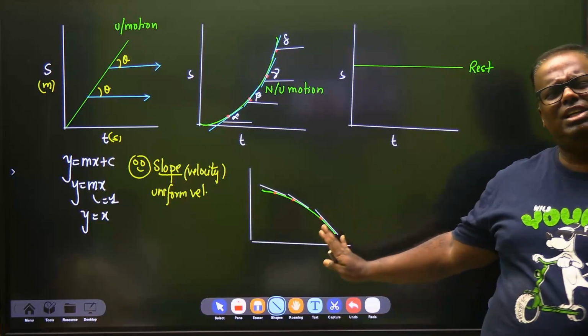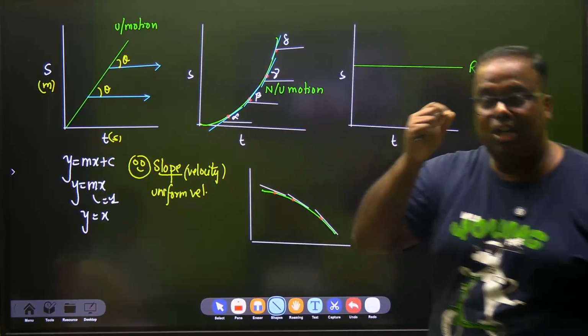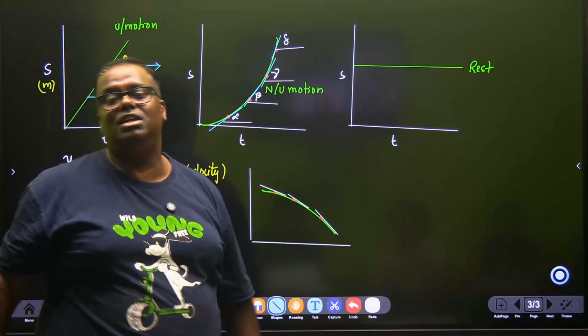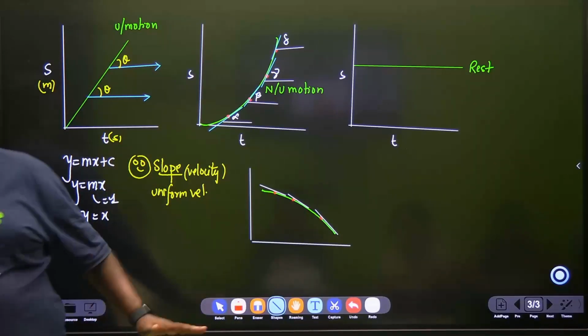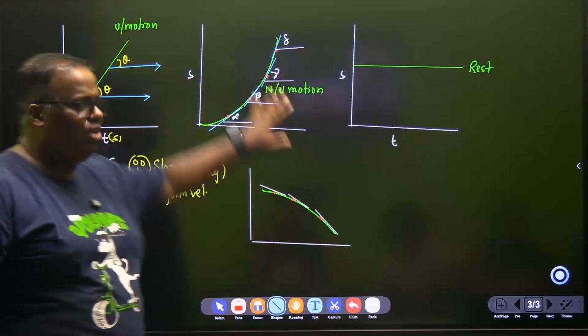Though not required in grade 9, just for our understanding, we don't have curves. I'm saying in curves also there is slope. Now to calculate these slopes, we invented differential calculus, which is beyond your scope now. This is not in your syllabus.